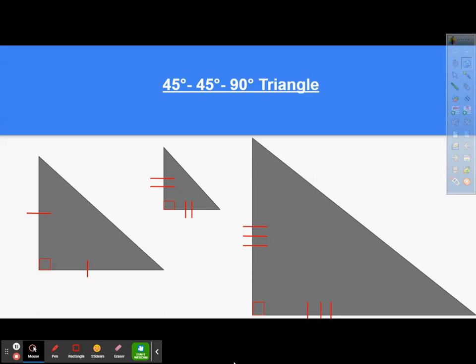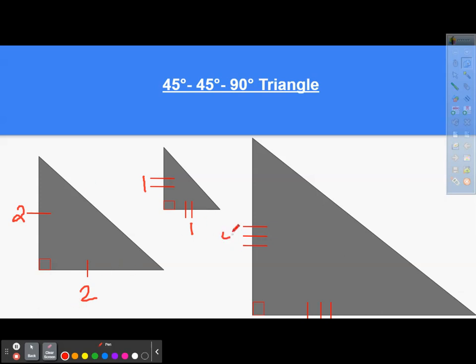Similar triangles. All isosceles right triangles are similar. Okay? That means every time you have an isosceles right triangle, their sides are proportional. So what that means is, if this side here is 2, and this side is 1, and this side's 1, what's this side here going to be? 2. Because 1 times 2 is 2, 1 times 2 is 2.